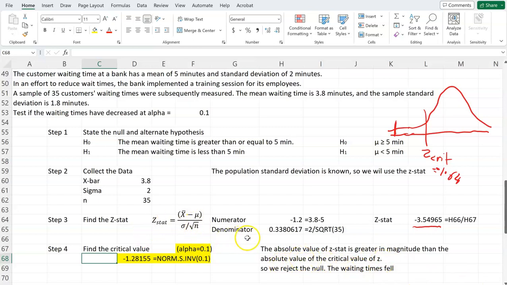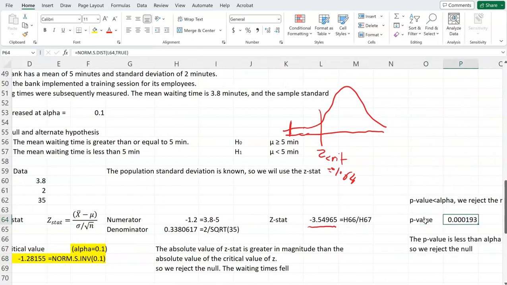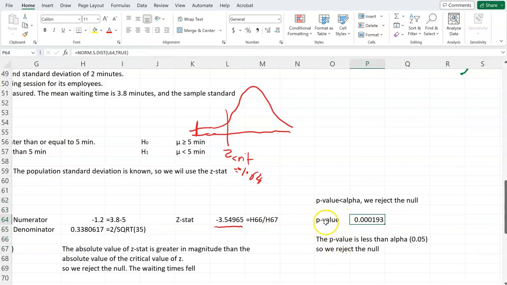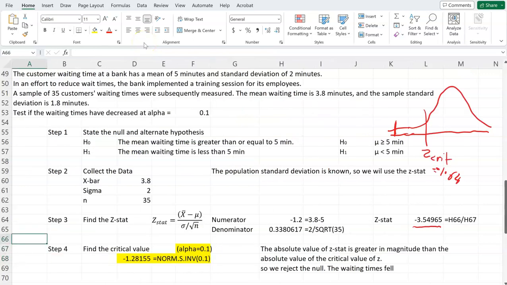Now if I were to find the p-value of the z-stat, what I would do is basically calculate the p-value, which is right here. We find the p-value with this formula. So we take this z-value and find the p-value of that. Now we find that the p-value is less than alpha, which is, in our case, 0.1. So we reject that.